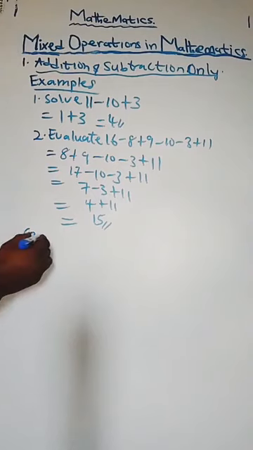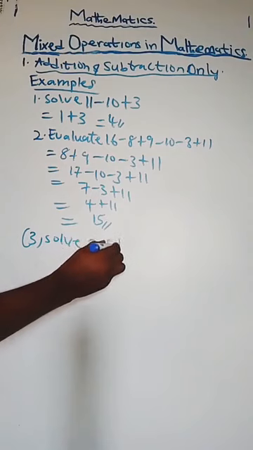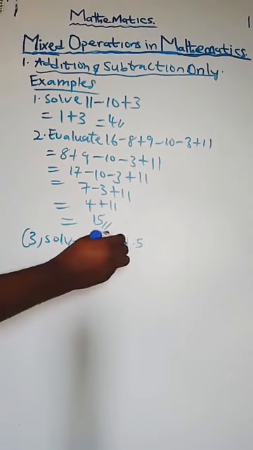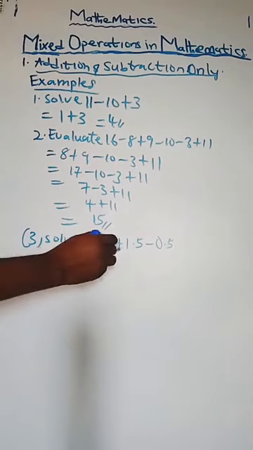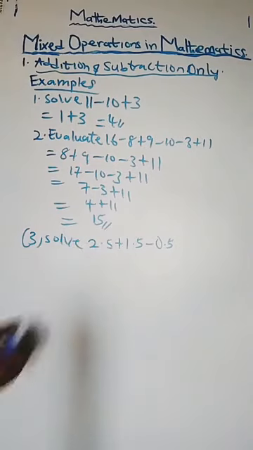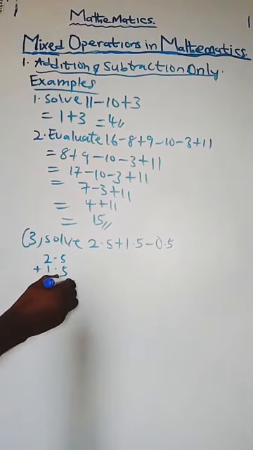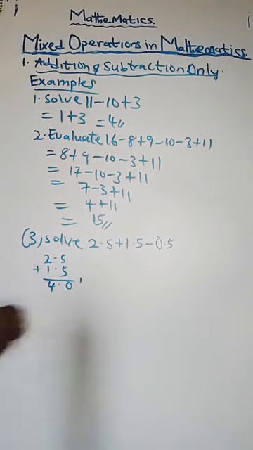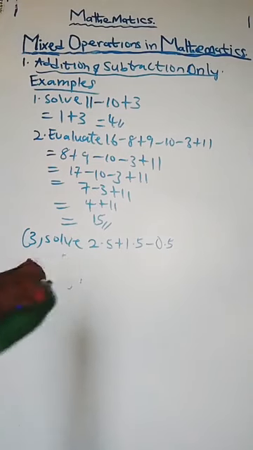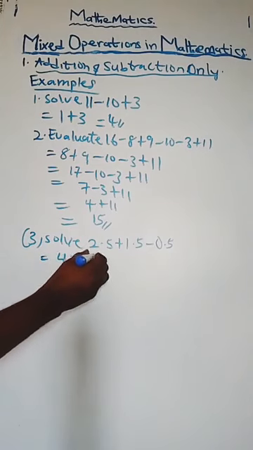Let's say you have a question that says solve 2.5 plus 1.5 minus 0.5, right? Since you have only addition and subtraction operations, you can solve from left to right. 2.5 plus 1.5. 5 plus 5, 10, write 0 and keep 1. 2 plus 1, 3, plus the one you are keeping, that is 4. So we have 4.0.